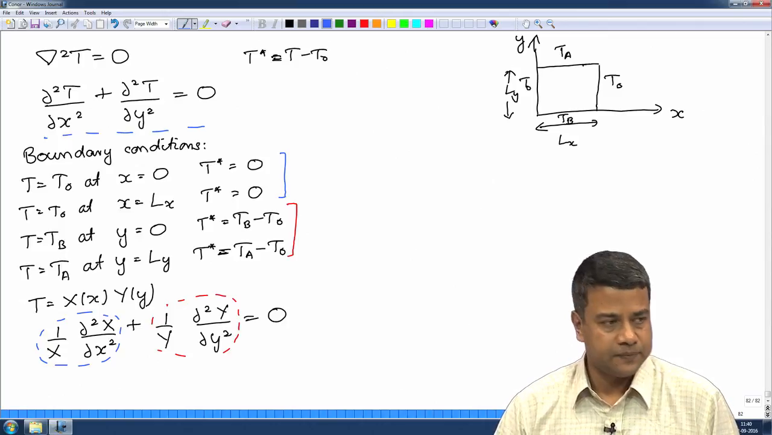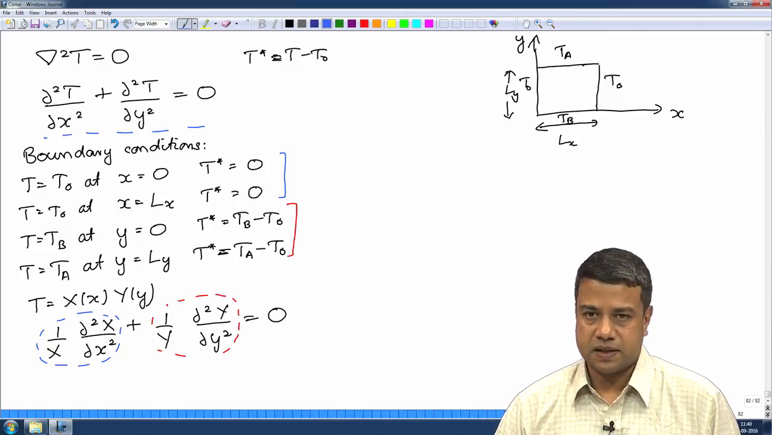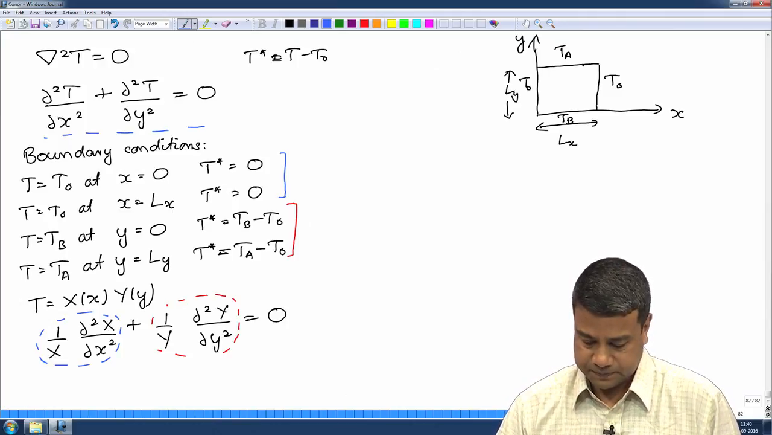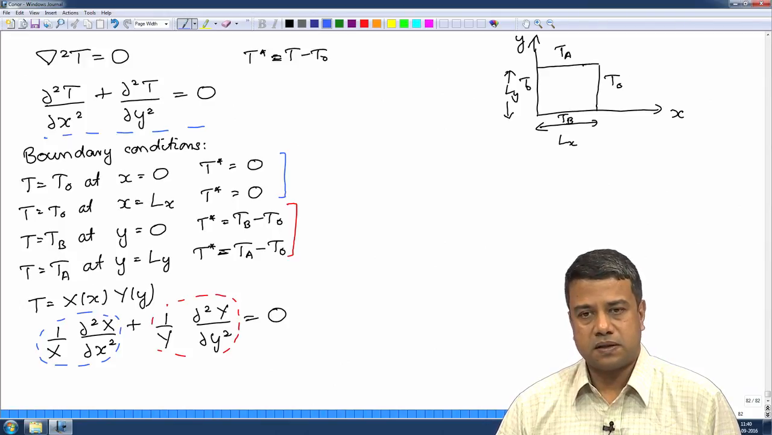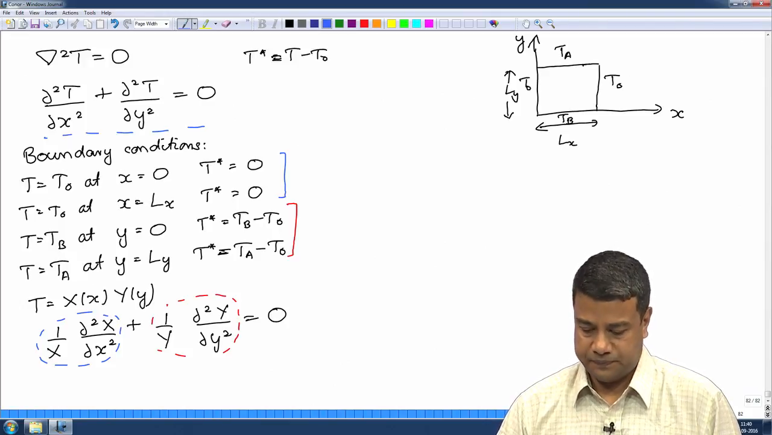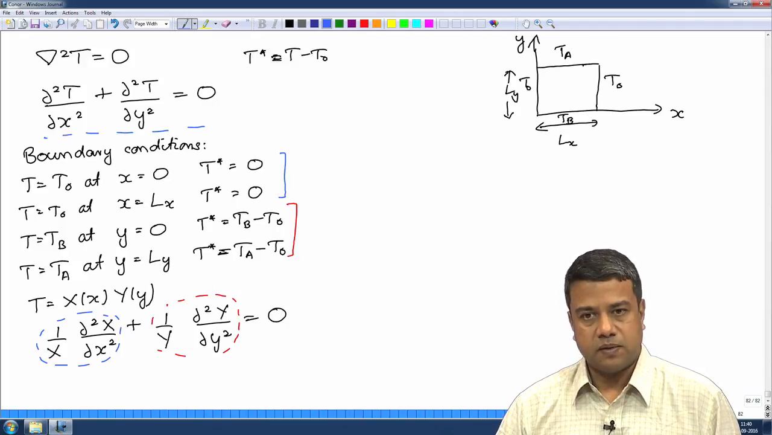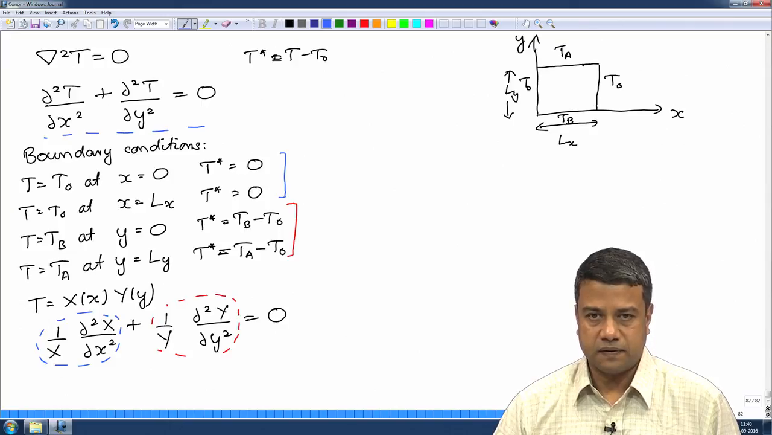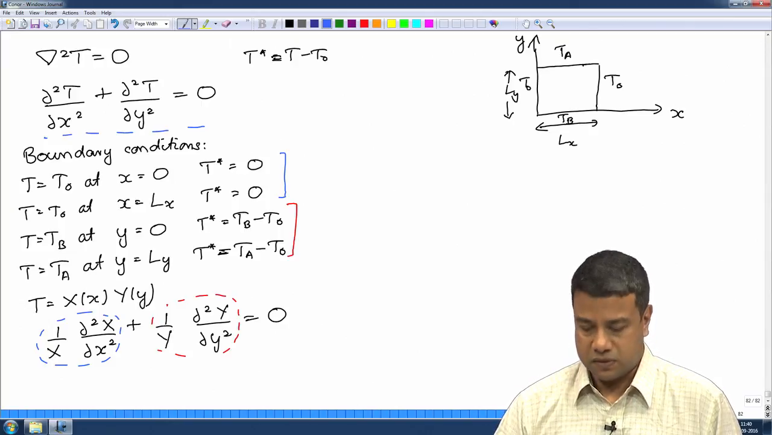They have to be constants of opposite sign, so that the sum of these two is equal to 0. Now, what constants should they be? Should they be positive or negative? Obviously, if one is positive, the other has to be negative.